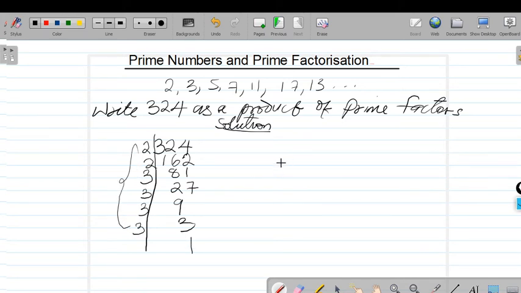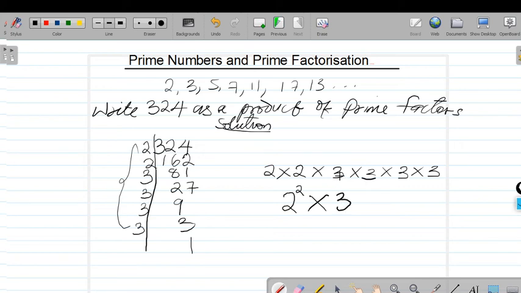So the number we are having here is 2 times 2 times 3 times 3 times 3 times 3. Okay? 1, 2, 3, 4. Since this is 2 times 2, we have 2 raised to the power 2. How many 3s are there? 1, 2, 3, 4. So 3 raised to the power 4. So this is the product of prime factors of 324.